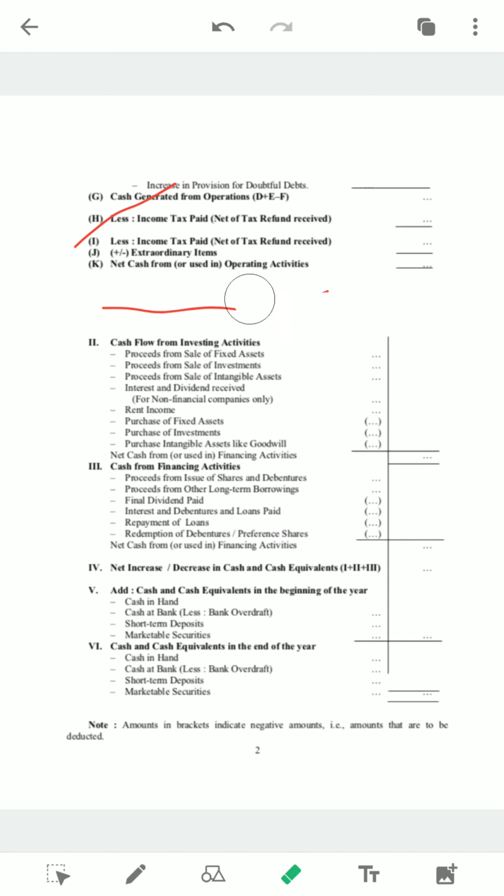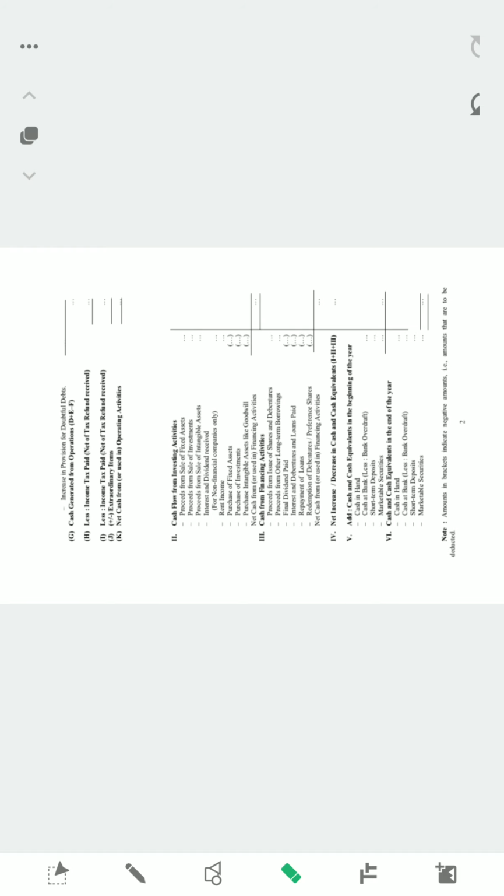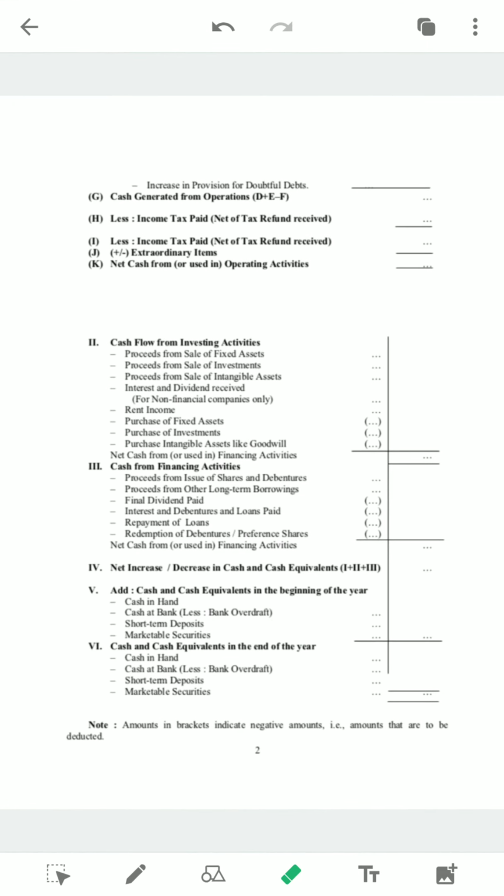First of all, what do you mean by investing activities and what is the meaning of financing activities? First I'm coming to investing activities. In investing activities, every purchase will be deducted, meaning it will be a negative figure. Every sale will be a positive figure. Which kind of purchase and sale will come? Sale of fixed asset, purchase of fixed asset, sale of investment, purchase of investment. Only these 4 types of things will come.